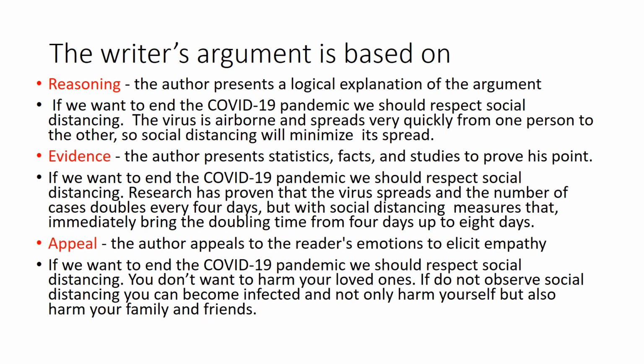However, in the first case, the writer bases this argument upon reasoning. That is like 1 + 1 = 2. Whereas in the second case, the writer bases his argument upon evidence. He makes use of research to prove that if we observe social distancing, it is going to control or minimize the spread of the pandemic. And the third argument, although it is the same argument, is based on appeal, on emotional appeal. He talks about our loved ones. He talks about our family, things that we can relate to emotionally, and thus what he's saying appeals to us and our emotions.